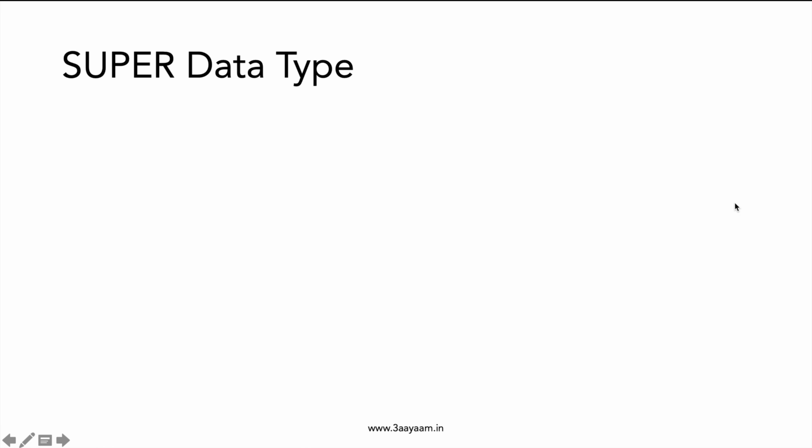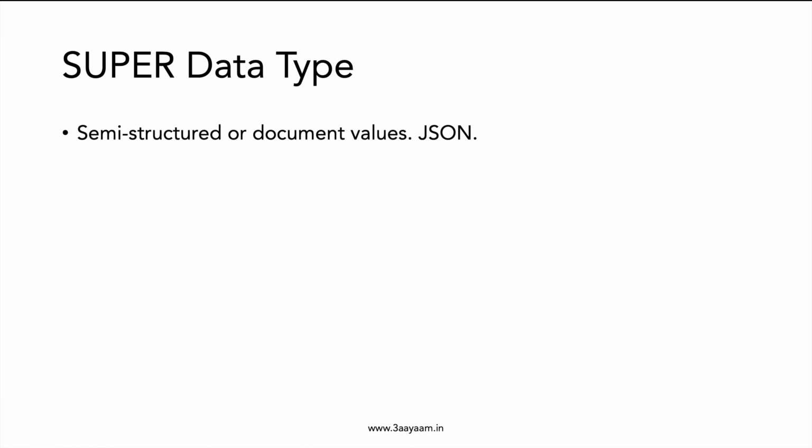So what is a super data type? Super data type is something which stores semi-structured or document values like JSON. Essentially, super data type is meant for JSON data only.